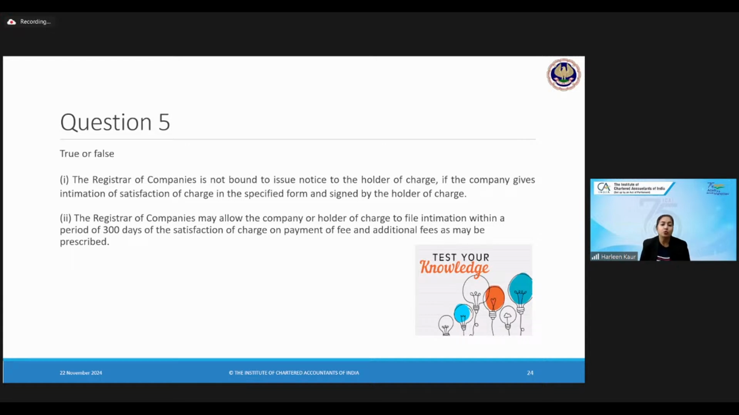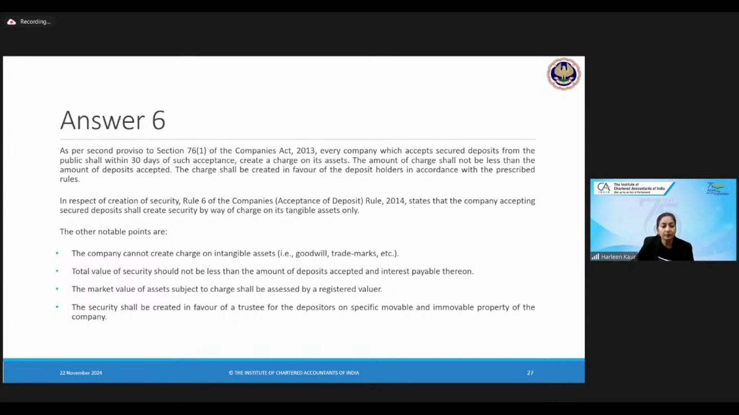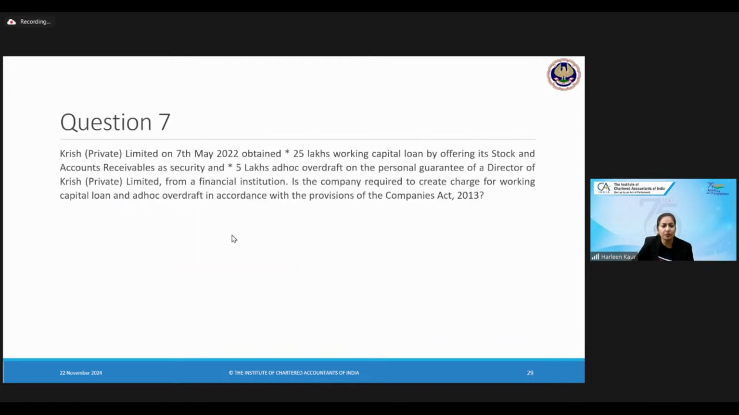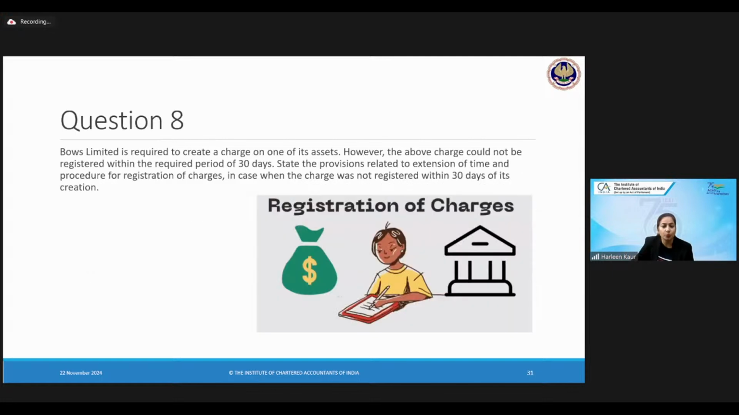Now you have to write down true and false. The registrar is not bound to issue notice to the charge holder. Acha, this is the satisfaction of charges. This we have not done. So please attempt the question number 5, second point. Registrar of charges may allow the charge holder or the company to file intimation within a period of 300 days. Again, it is for the satisfaction of charges. Leave it. This one we can do. You can try solving this one. Okay, you can refer to the presentation later on and solve these. You want to do more questions?